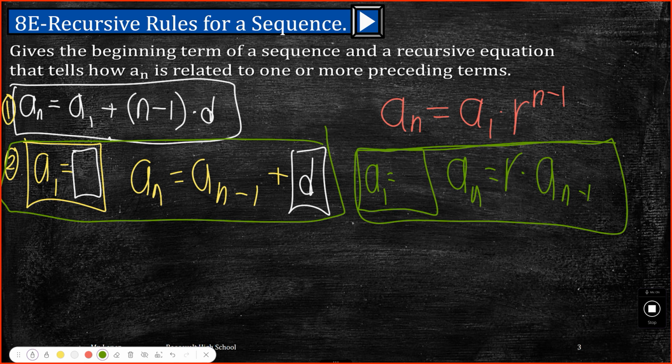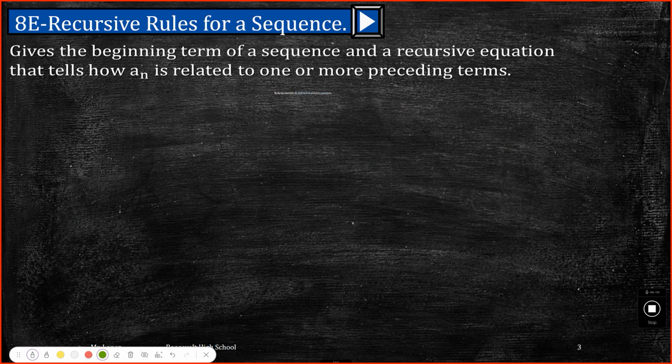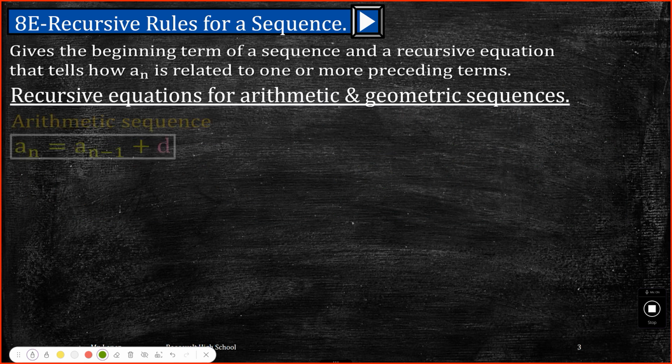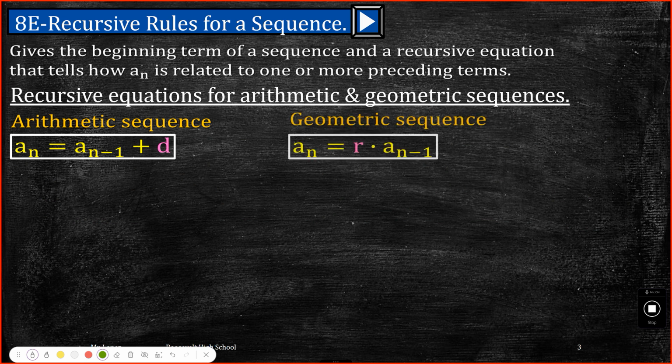Let's go ahead and get started with this. Pretty easy. Recursive equations are arithmetic: a sub n equals a n minus 1 plus the common difference, and you have to give one of the terms. Geometric would be a sub n equals r, you have to plug in a number for r, times a n minus 1. I remember r a n for geometric.